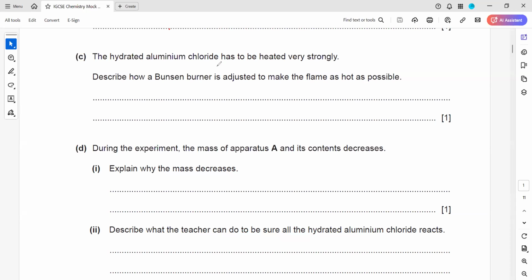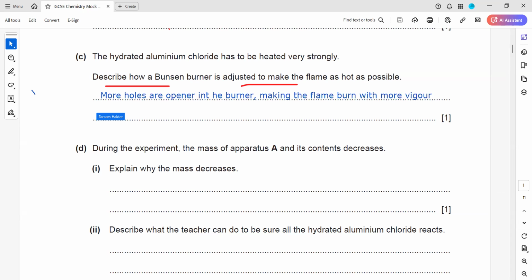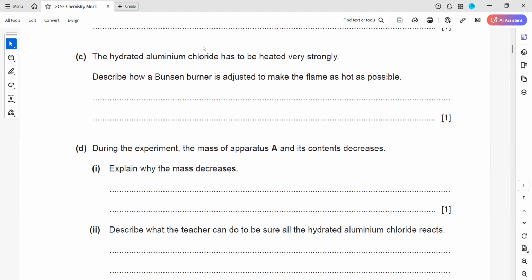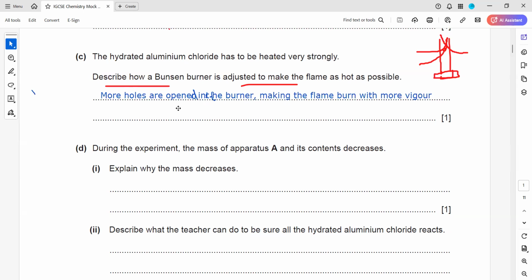The next is that the hydrated aluminum chloride is to be heated very strongly. Describe how a Bunsen burner is adjusted to make a flame as hot as possible. When we want a hot flame, it means we want to burn it completely, so the combustion should be complete. When the air holes of a Bunsen burner are open, the maximum amount of oxygen will be mixed with the gas, and as a result, there is complete combustion. So for a Bunsen burner to give a very hot flame, what should we do? We should open the air holes. So if you write here, open the air holes, that is fine.